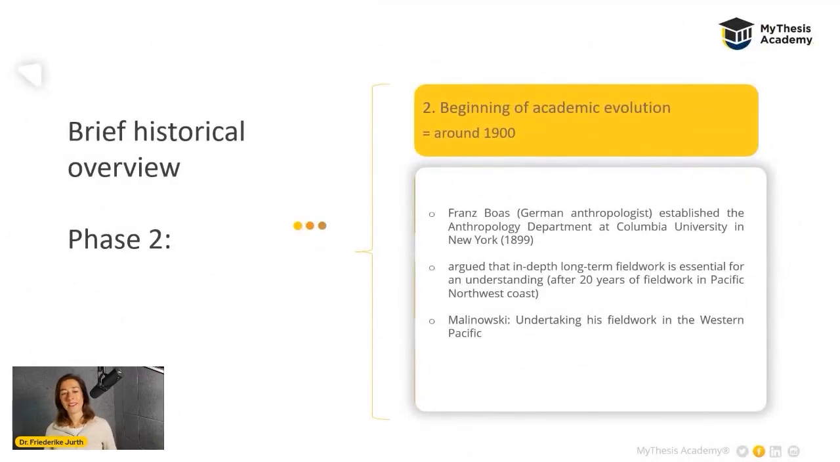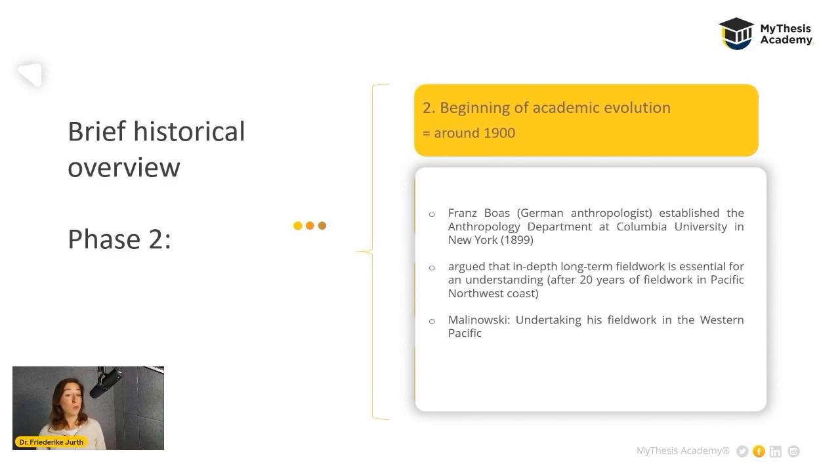Then we have the beginning of the academic evolution and of the integration of the discipline of anthropology and of ethnography at the universities. So here we have the German anthropologist Franz Boas, who established the anthropological department at Columbia University in New York in 1899. This was the prime example and the start of the institutionalization.